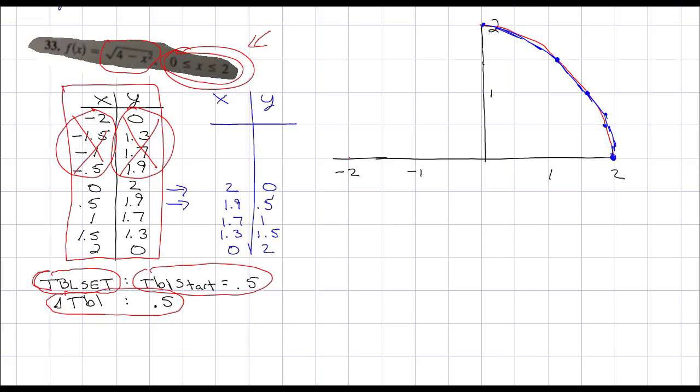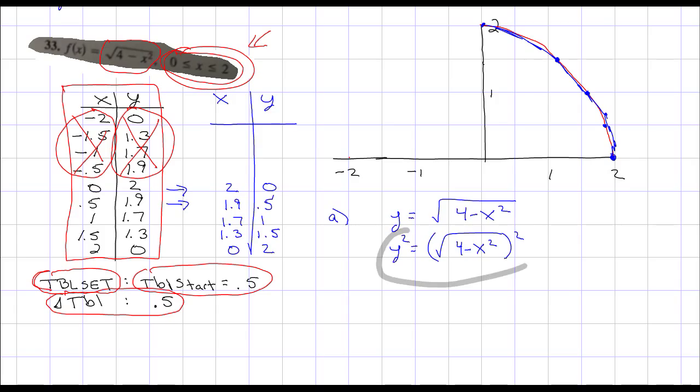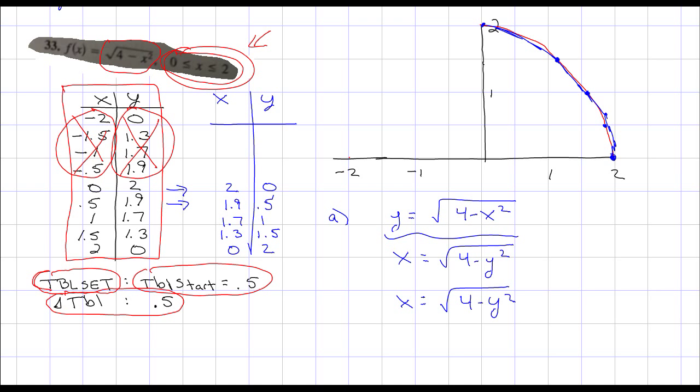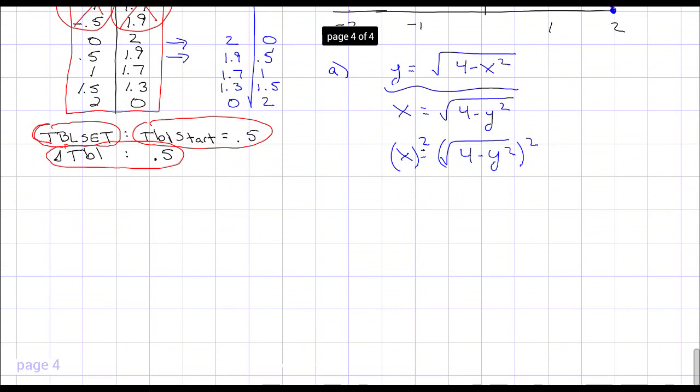Now let's actually solve for part A. We want to find the inverse. So instead of writing f of x, I'm going to write y equals the square root of 4 minus x squared. Sorry, let me interchange the x and y values first. So x equals the square root of 4 minus y squared. Then I'm going to square both sides because I'm trying to solve for y by itself. So x squared equals 4 minus y squared.